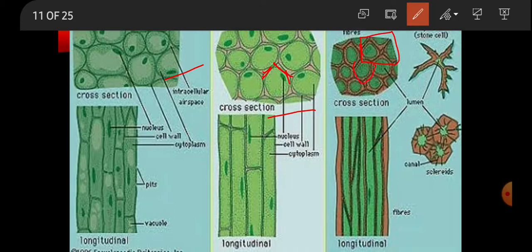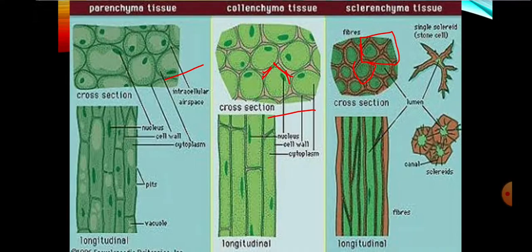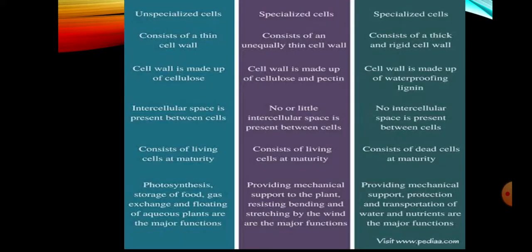You can see here in this picture that the cell is completely covered by a thick wall. This wall is made up of lignin. And the cells of which the wall is made up are called stone cells, which we will study later. Now, there are some differences between the parenchyma, collenchyma, and sclerenchyma.